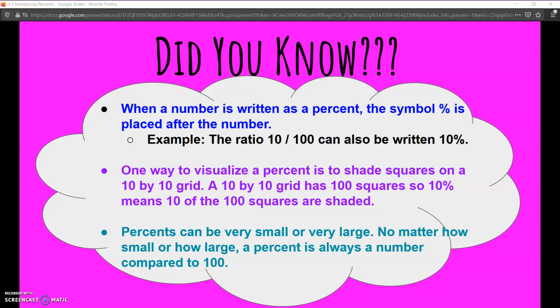One way to visualize a percent is to shade squares on a 10 by 10 grid. A 10 by 10 grid has 100 squares. It's like a 100 chart. So 10% means 10 out of the 100 squares are shaded.